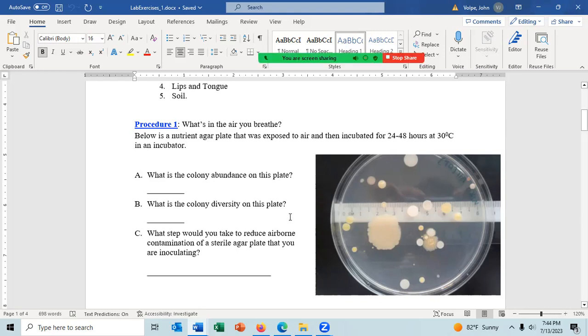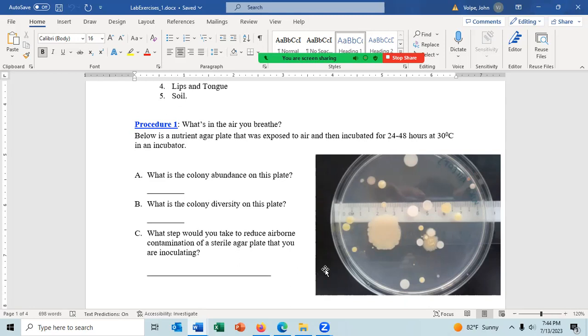So procedure 1A, what's the colony abundance? Procedure B, what's the colony diversity? And procedure 1C, when you are incubating a plate, when you're inoculating it, what step would you take to reduce airborne contamination of the sterile agar on the plate?